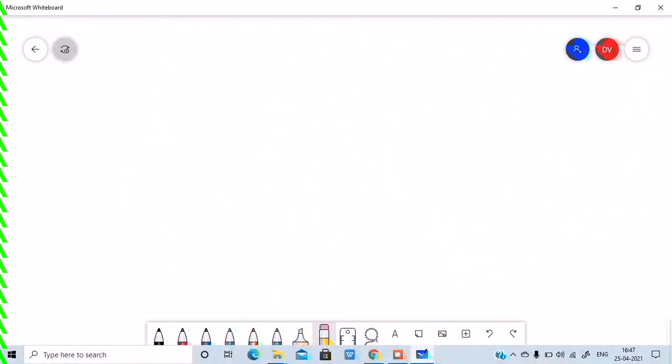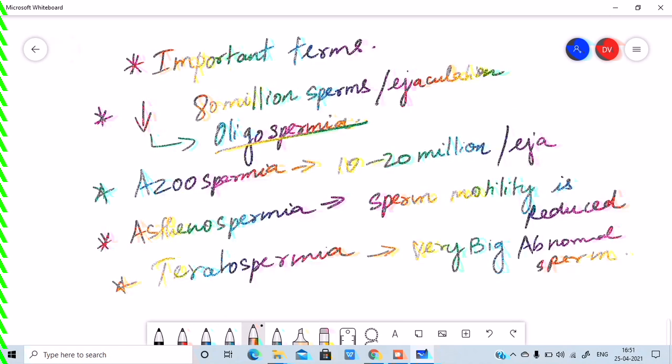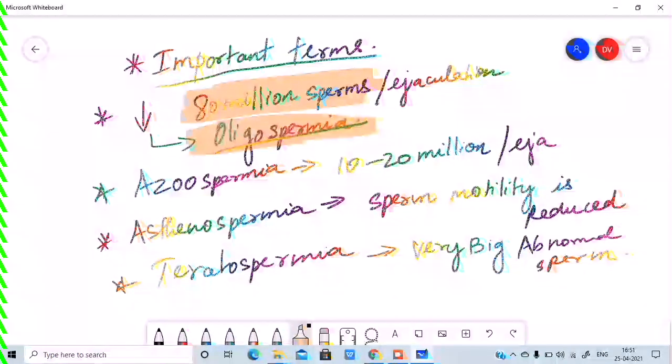Yes, so these are some of the important terms which you might expect. And guys, the important terms which you have to know are all about this. I told you the normal number of sperms ejaculated per ejaculation is 200 to 300 million. When that is reduced, when there are 80 million sperms per ejaculation, you call that condition oligospermia. Oligo means less, spermia. Alright, so this is one condition. And azoospermia, this terminology refers to when there are only 10 to 20 million sperms per ejaculation.